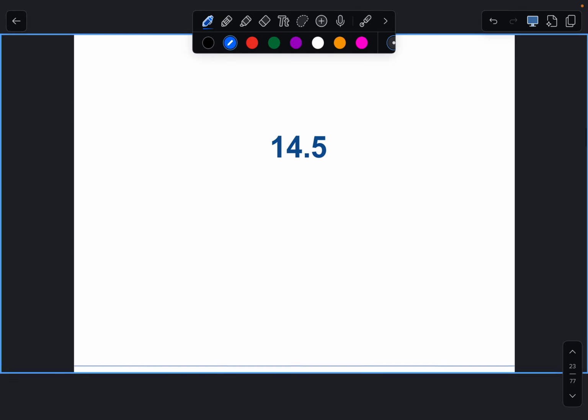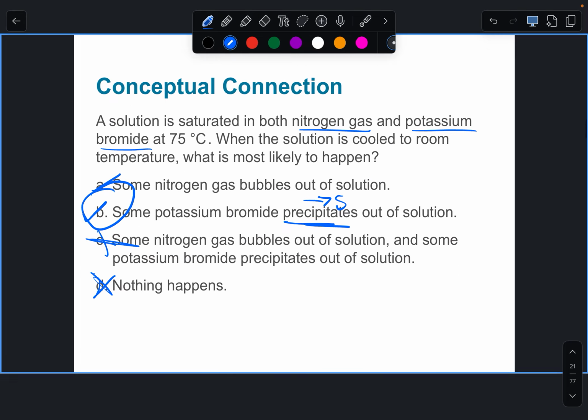Can you go into the last slide real quick? Yep. So basically, was B the only one that was likely to happen? Yeah. So it's possible that some nitrogen might dissolve too, but that wasn't an option.